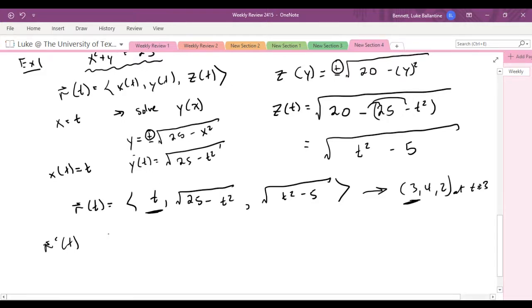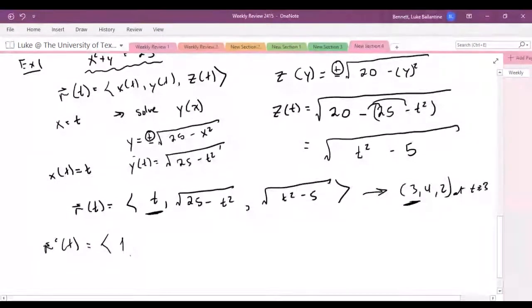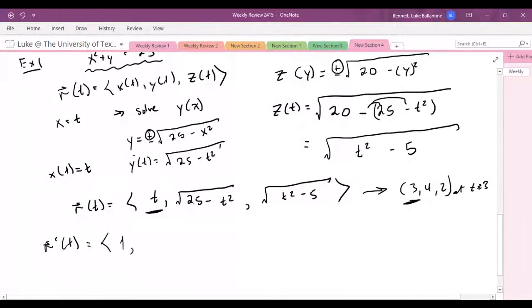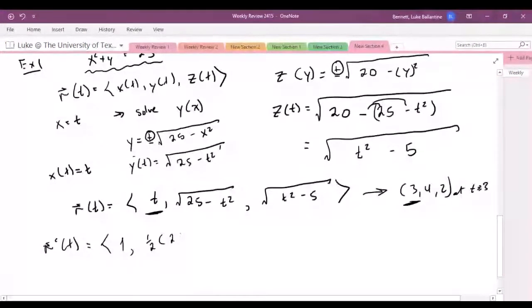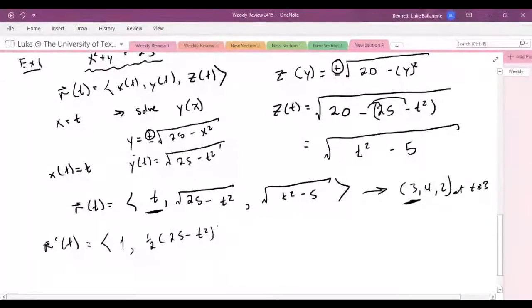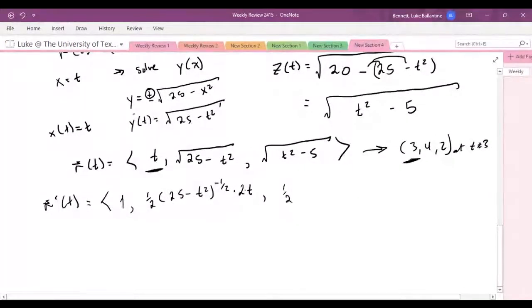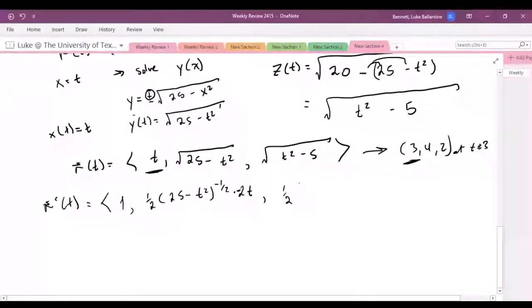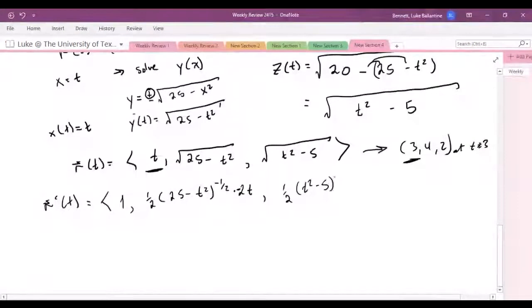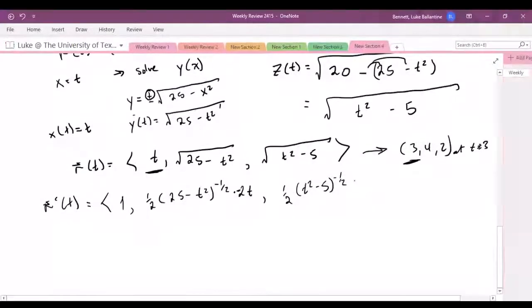So r prime of t: the derivative of t is 1. The derivative of the square root of 25 minus t squared, let's see, we get 1/2 times (25 minus t squared) to the negative 1/2 times negative 2t, simplified later. And the derivative right here, we get 1/2 times (t squared minus 5) to the negative 1/2 times 2t.